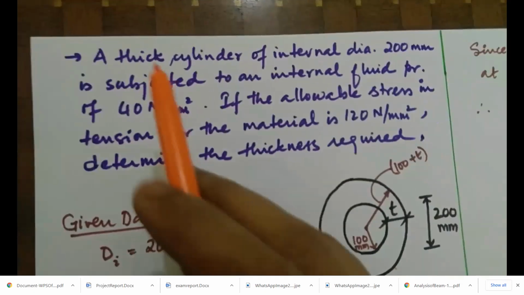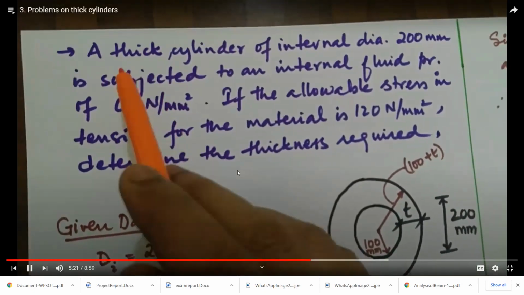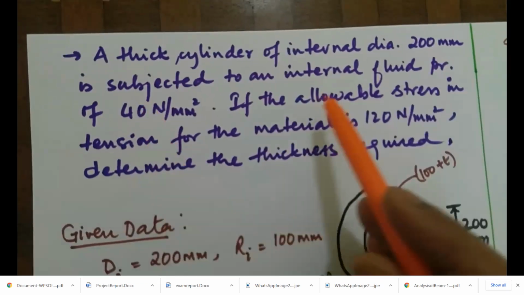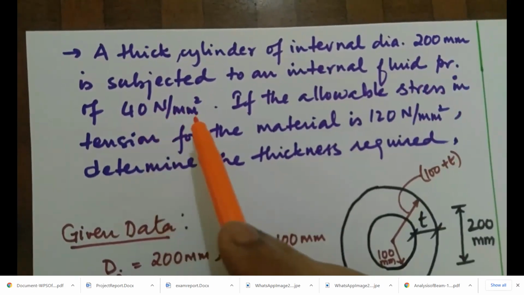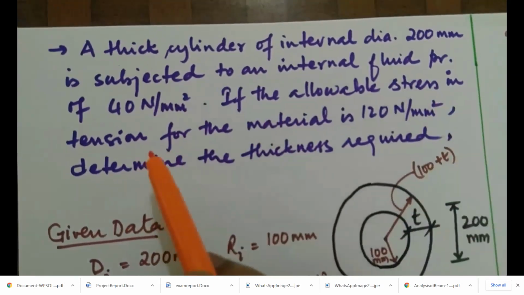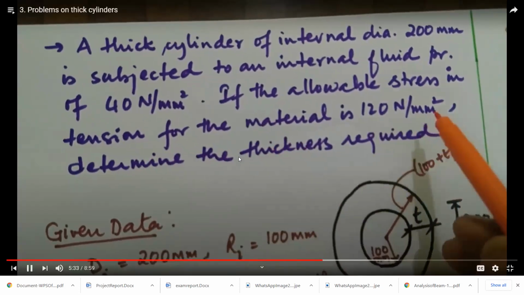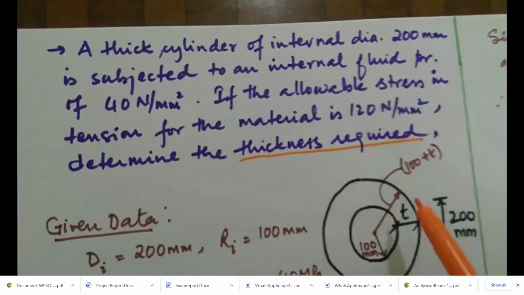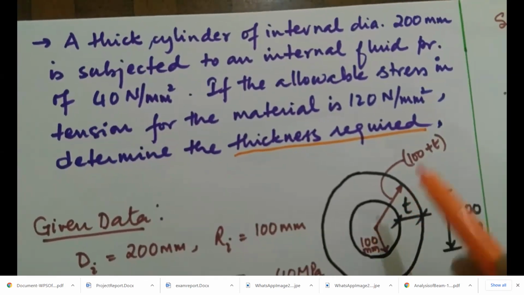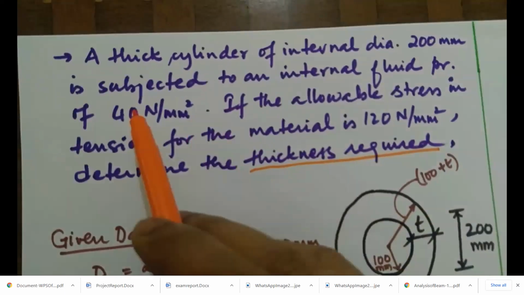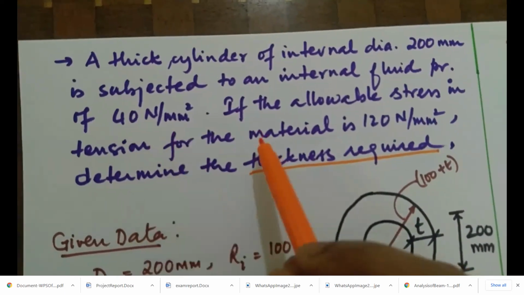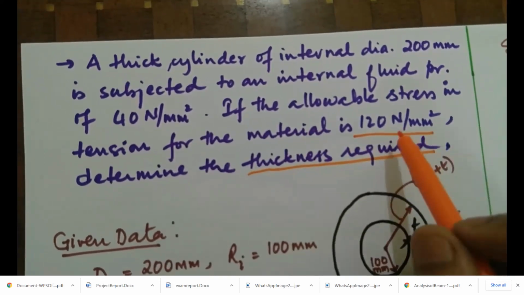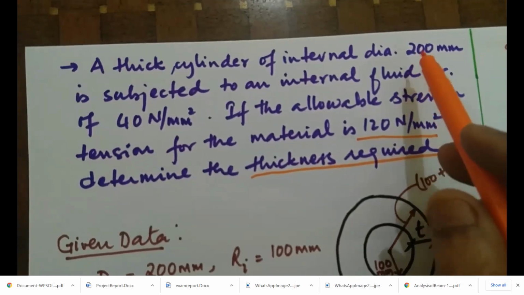We will look at one other problem. This is a design problem. A thick cylinder of internal diameter 200 mm is subjected to an internal fluid pressure of 14 Newton per mm square. If the allowable stress in tension for the material is 120 Newton per mm square, determine the thickness required. So, the thickness of the pressure vessel is not known, but what is given is that there is an internal fluid pressure of 40 megapascal and the material stress in tension cannot go beyond 120 Newton per mm square. The internal diameter is given.